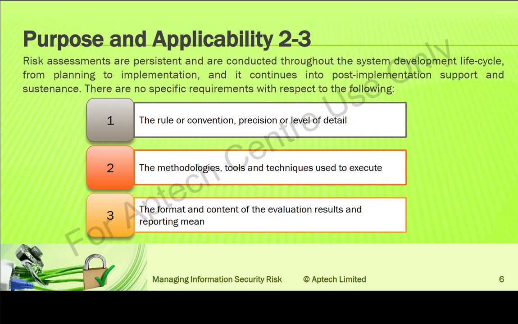And then there are no specific requirements with respect to the following: the rule of convention, decision, or level of detail. The methodologies, tools, and techniques used to execute it have to be implemented also. The format and content of the evaluation results and reporting must support the implementation also. All these things must be taken into consideration in risk assessment.